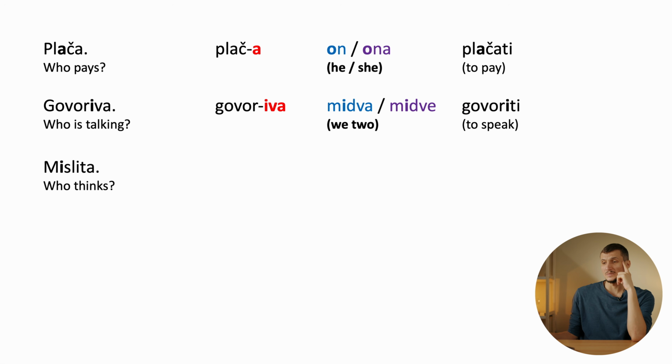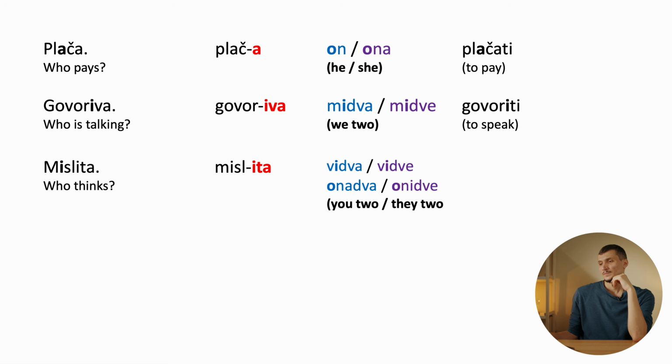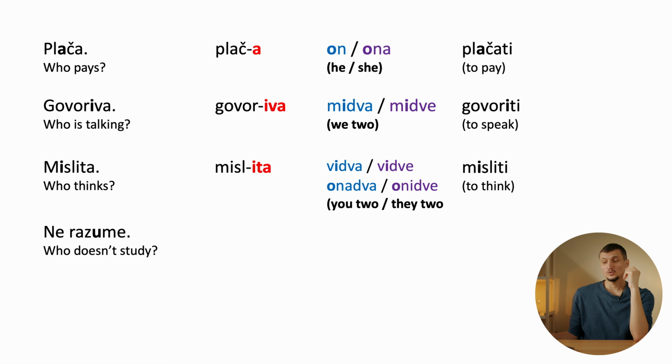Govoriti. Mislita, ta, you two, they two. In this case, it's ita. The final vowel is an i. You two, they two. And misliti. Ne razume. Who doesn't, it should say understand. I apologize. Who doesn't understand?